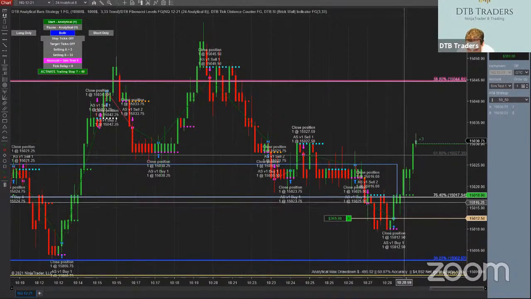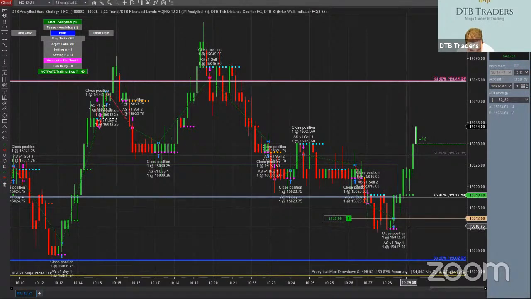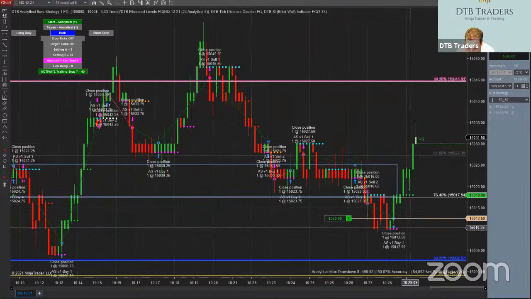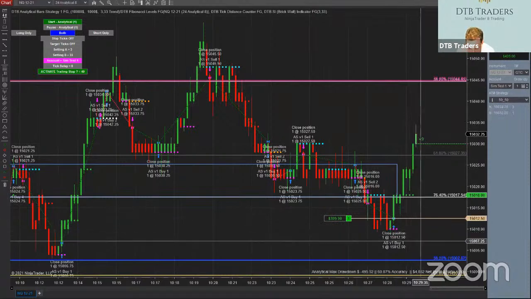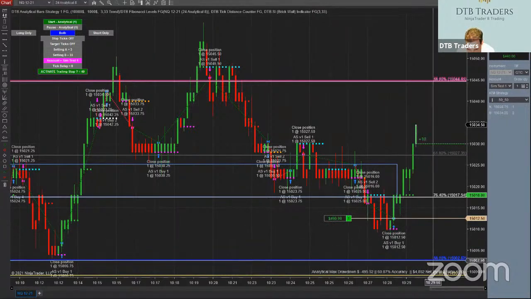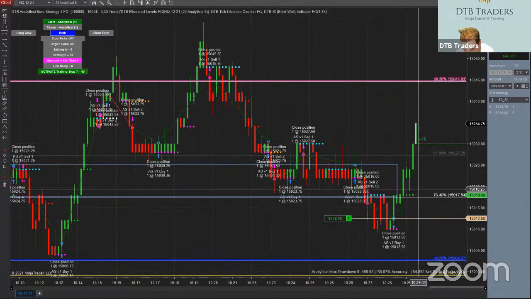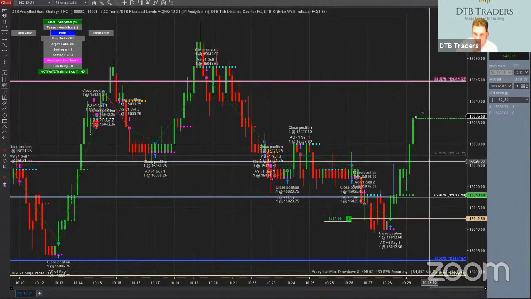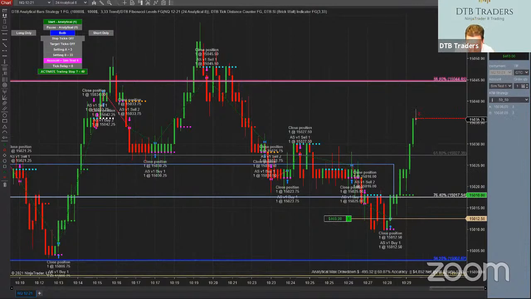So it basically failed to consolidate below the 76.4 over there, and it got very scared of the 38.2. So it shot above the 76.4 and is running right up again. Yeah, it's quite interesting.